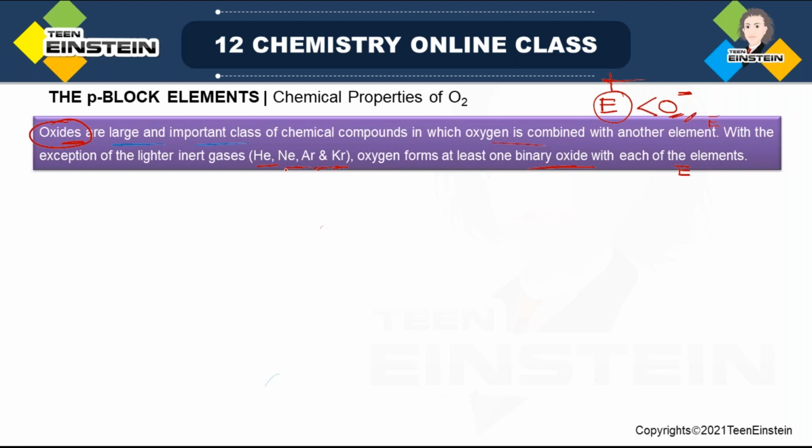Except these elements. As they are inert gases, obviously they will not take part in reaction. They are reluctant to take part in reaction. That is why they are not forming compounds with oxygen.